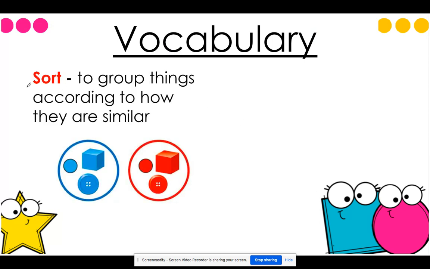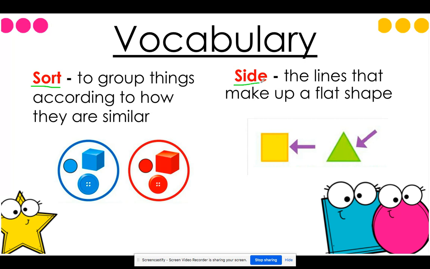The first word that we saw in the video today was the word sort. To sort things is to group them according to how they are similar or how they are different. We can separate things that are not alike by putting them into two different groups. In this picture, I grouped all of the blue things together and all of the red things together.